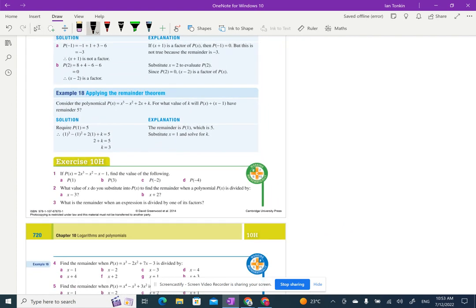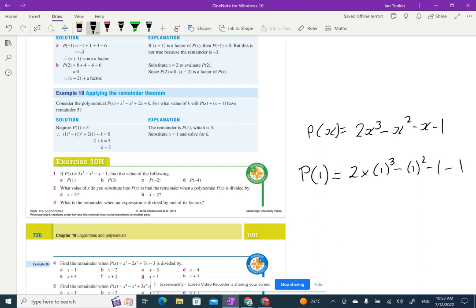And remember, use your calculator. So here's question 1. I've got to find p of 1 and p of x equals 2x cubed minus x squared minus x minus 1. So p of 1 equals 2 times, and really you should put that in brackets, 1 cubed minus 1 squared minus 1 minus 1, which is going to be 2 minus 1 minus 1 minus 1, which is negative 1.